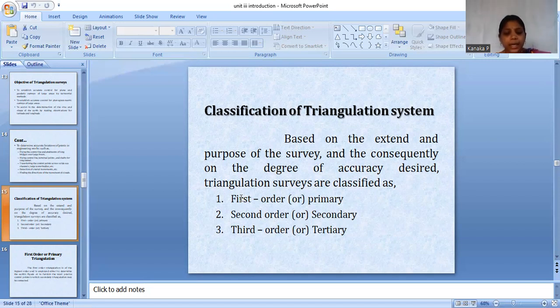And the secondary triangulation consists of points fixed within the framework of the primary triangulation. The stations are fixed at closer spacing, such that the triangles formed are smaller than the primary. So the measurements may not be of the highest accuracy.